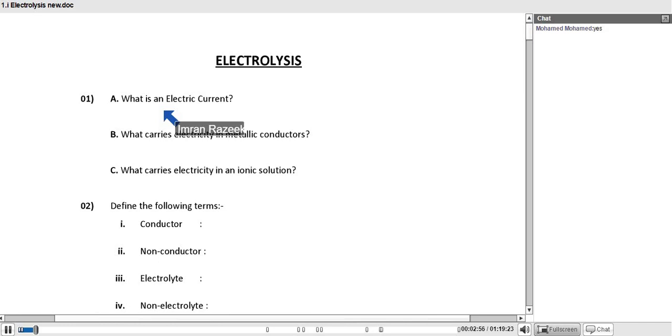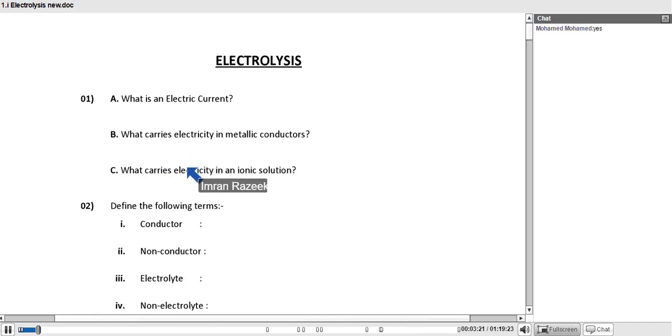We know ionic compounds in molten or in aqueous state can conduct electricity, because in molten or aqueous state there are free mobile ions to carry electric current. But ionic compounds do not conduct in solid state because the ions are not mobile, right? We have studied that under chemical bonding. So in an ionic solution, electricity is carried by various ions.